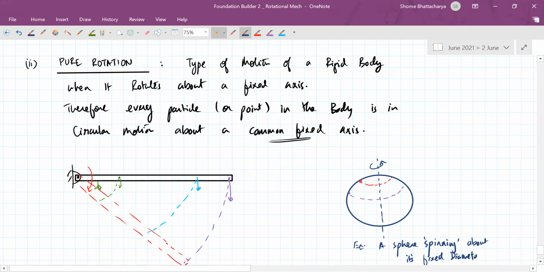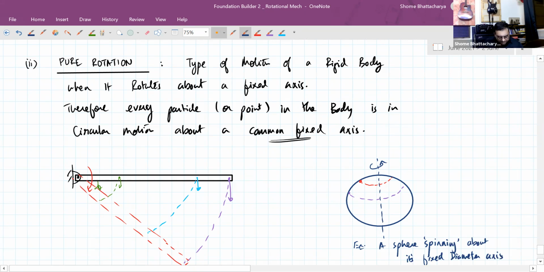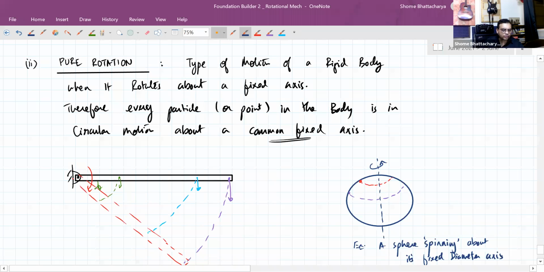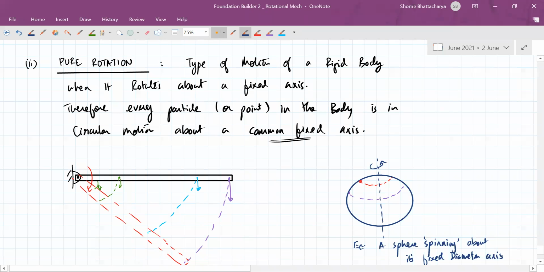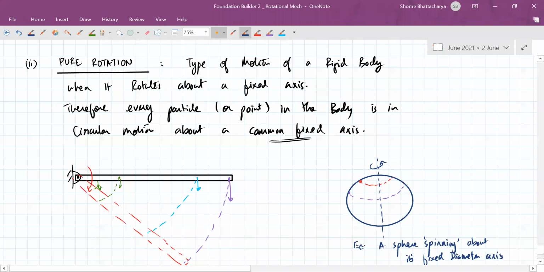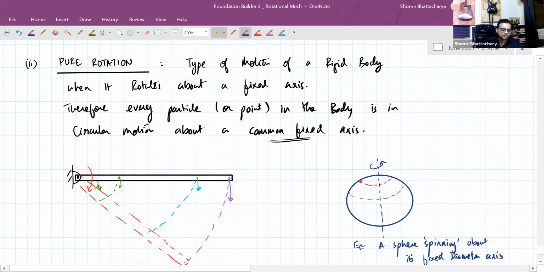Fixed diameter. Means all centers are collinear, no? All the centers of all particles are collinear, no? Sir, it is forming a circle, no? Circular. Yes, all the particles are moving in circular motion, where their centers are all lying on a common fixed axis. So their centers together will form one line. That is the axis of rotation, the fixed axis. Yes, so the centers of their circular motions are collinear. You can say that. That's correct.